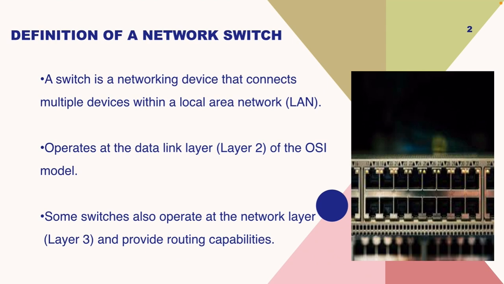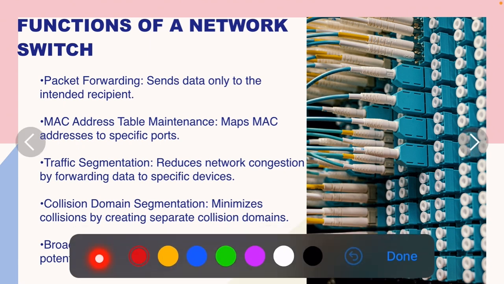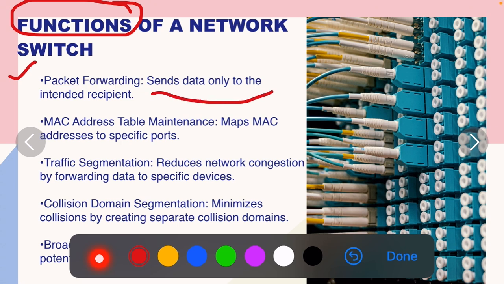Next are the functions of the network switch. What are the functions of the switch? First is packet forwarding. It sends data only to the intended recipient. This is the disadvantage of the hub. If you saw the last video, you can remember that packet forwarding is not done in the hub.